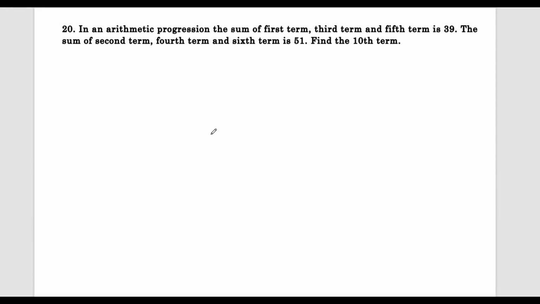Moving to question number 20 from the unit arithmetic progression. Very important 4 mark question. In an arithmetic progression, sum of first term, third term and fifth term, that is a1 plus a3 plus a5 equals 39. This is the first condition. Next condition is second term plus fourth term plus sixth term, that is a2 plus a4 plus a6 equals 51. Now what is a1? a1 is a.